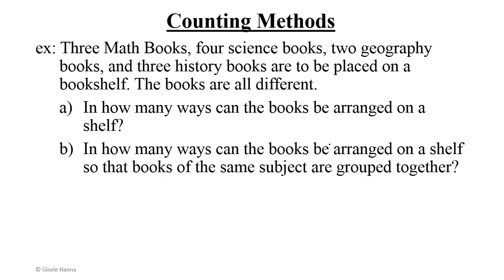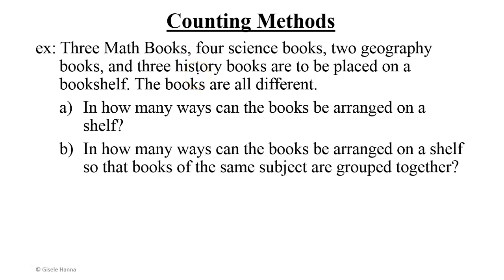Okay, so in this example, we have 3 math books, 4 science books, 2 geography books, and 3 history books to be placed on a bookshelf. And the books are all different. Now, in how many ways can the books be arranged on the shelf? In this first part, we're looking to arrange the books independently of the subject. Since I have a total of 12 books, 3 and 4 is 7, 2 more is 9, and 3 is 12. So we have a total of 12 books that we aim to arrange on a shelf.